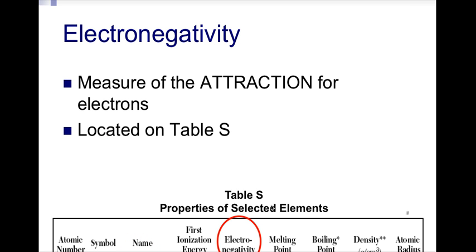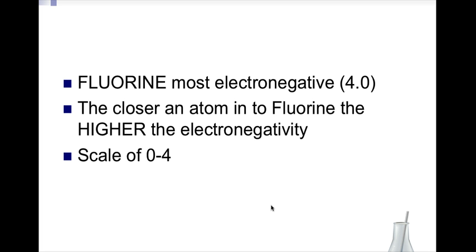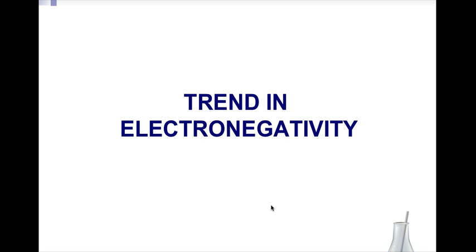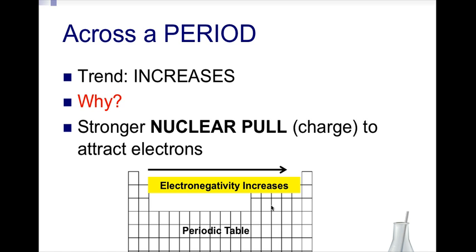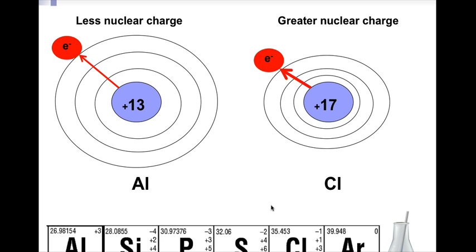So electronegativity is the measure of the attraction for electrons. If we look at Table S in our reference packet, fluorine is the most electronegative element. It has an electronegativity value of 4. The closer an atom is to fluorine, the higher the electronegativity. The scale will range from 0 to 4. So as we go across a period, the trend will increase. This is because there is a stronger nuclear pull to attract electrons.